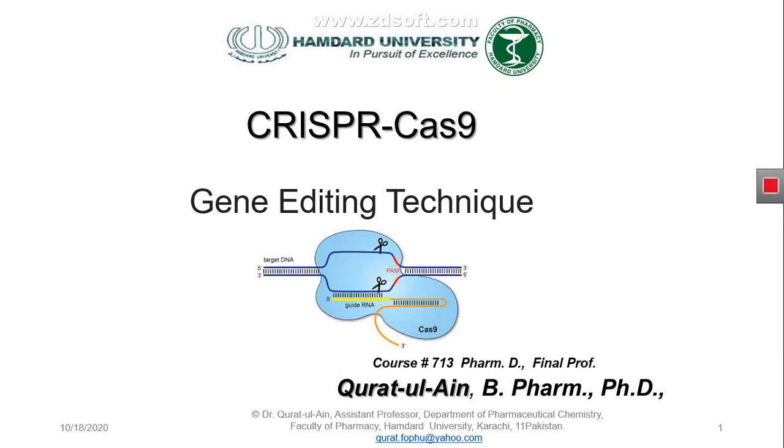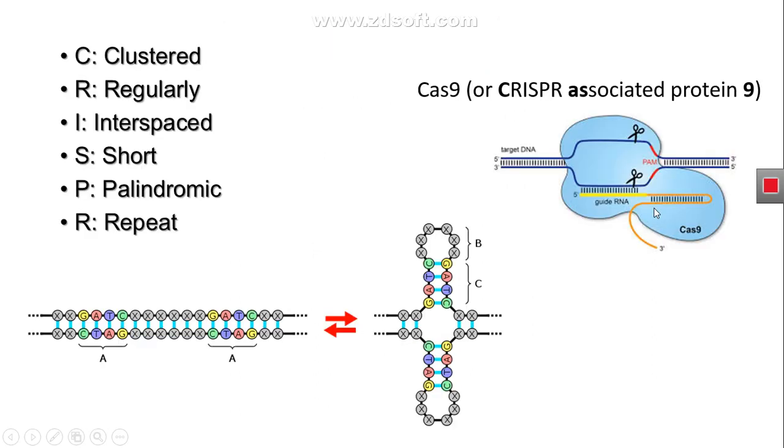Today we are going to discuss one of the most modern molecular biology techniques, that is CRISPR-Cas9. This is one of the genome editing techniques that has revolutionized the modern field of molecular biology and medicine. So first we would see on what components this technique is based. This technique is based on two components: one is the CRISPR sequences and the other is the Cas9 protein.